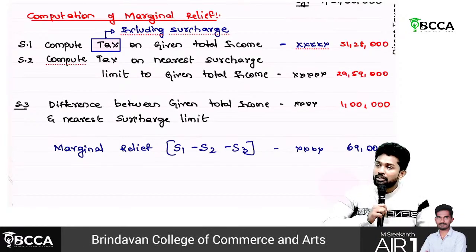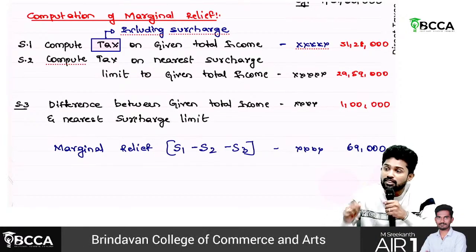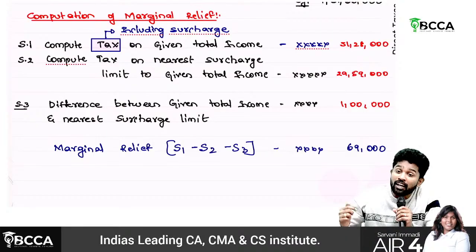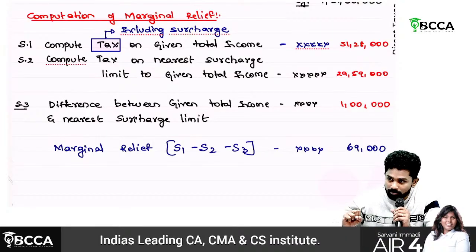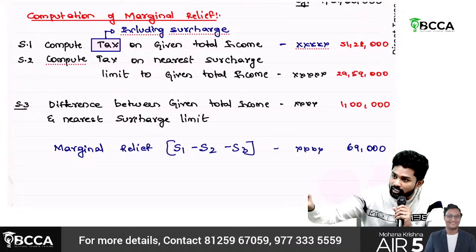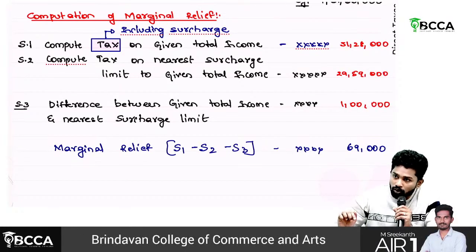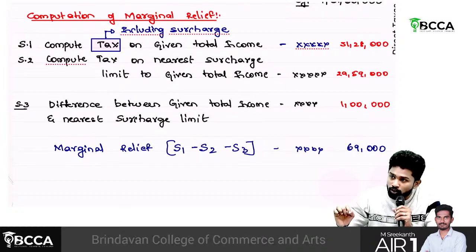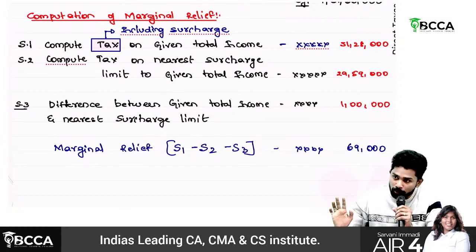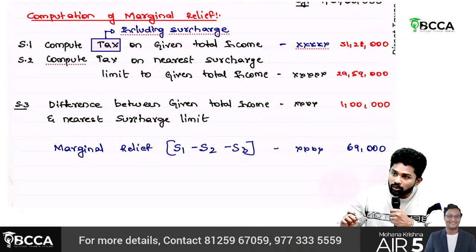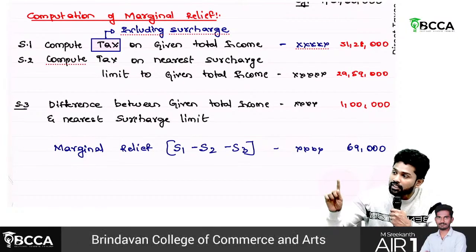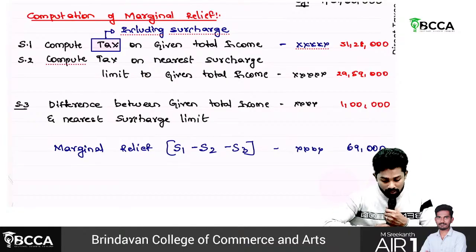The question may not ask us to calculate marginal relief. They may ask us to calculate the tax payable. If 1 crore 1 lakh is the total income and you need to find the tax on it, since the total income is 1 crore 1 lakh, marginal relief is applicable. You cannot simply say marginal relief alone. You need to find out the ultimate tax liability. So what is the tax liability here?